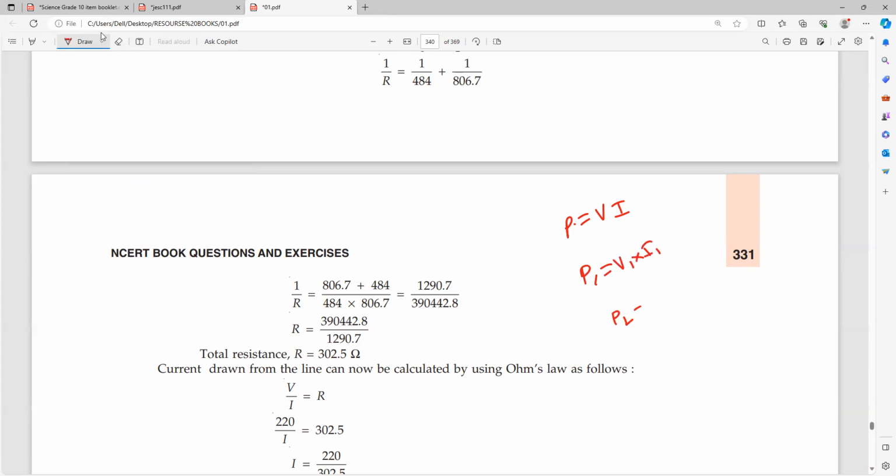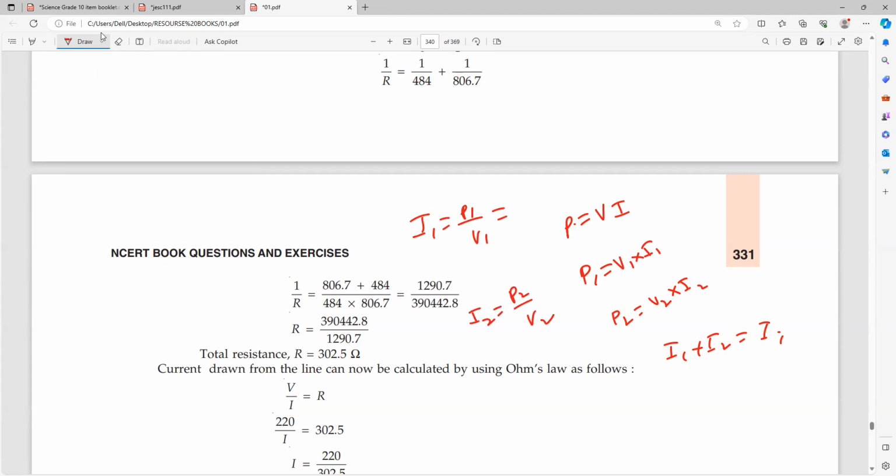P2 is equal to V2 into I2 over. So I1 plus I2 is equal to I, the total current. So what will happen? I1 is equal to P1 divided by V1. I2 is equal to P2 divided by V2.